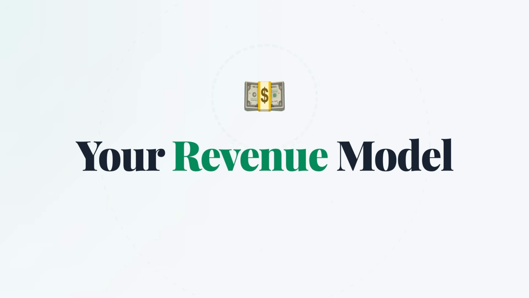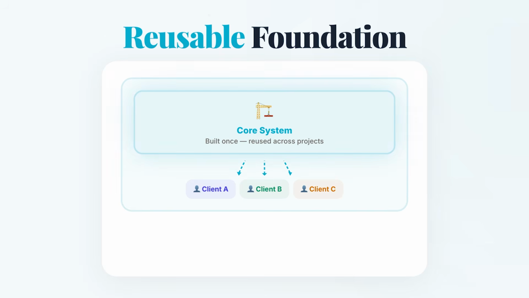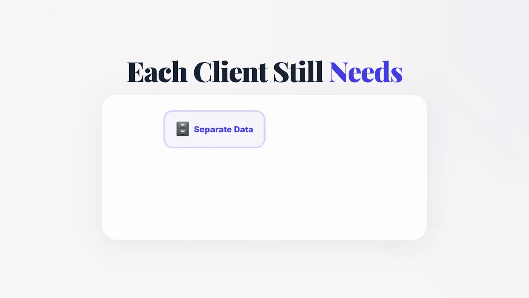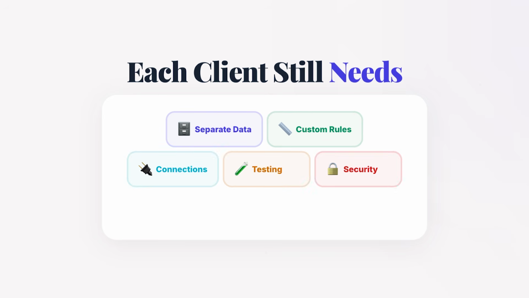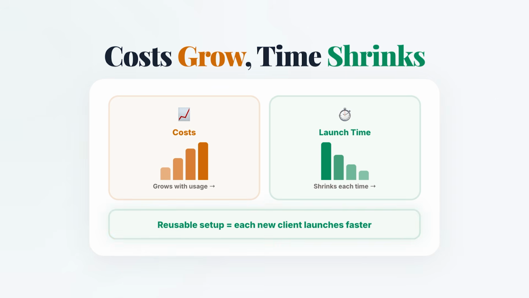You might charge for the setup and ongoing management. Your costs would include the API, hosting, messaging tools, monitoring, and your own support time. Because DeepSeek's model pricing is low, those costs may be easier to control, but they do not disappear. Here's the solo operator advantage. You can build a reusable foundation instead of starting from zero for every client. The core system may stay similar, but each client still needs separate data, rules, connections, testing, and security. Your costs will grow as usage grows, but a reusable setup can reduce the time needed to launch each project. That is a much stronger business than simply reselling access to another chatbot.